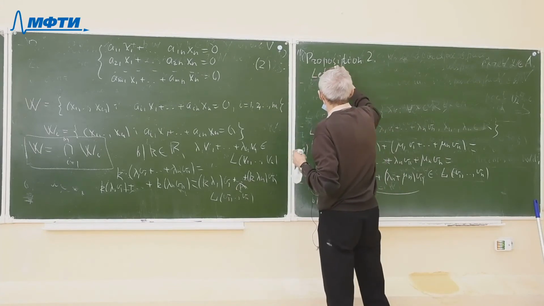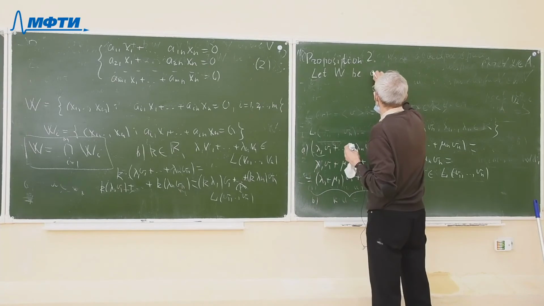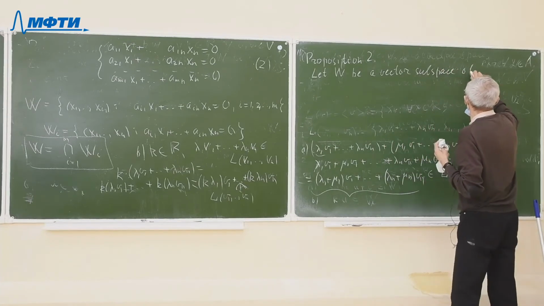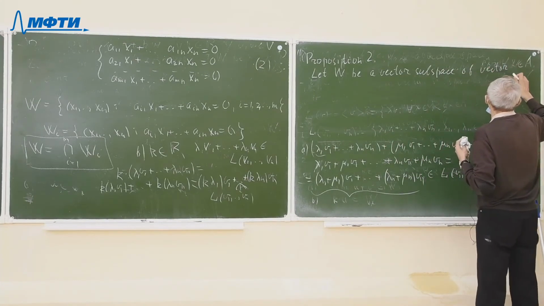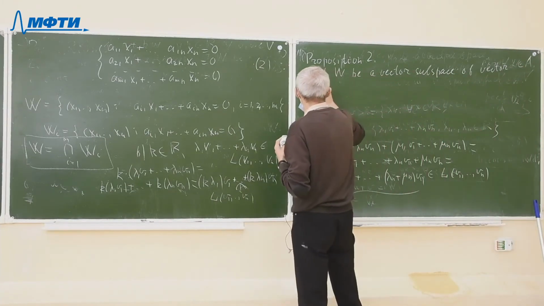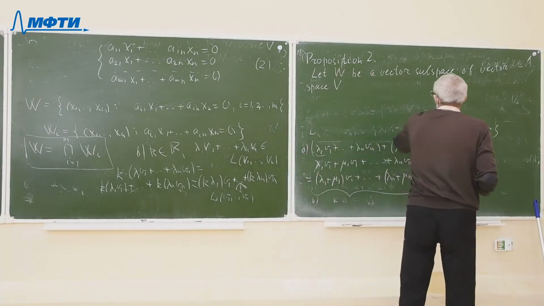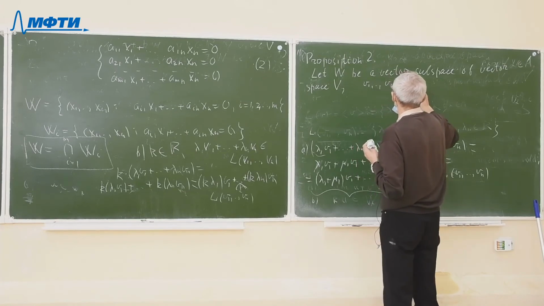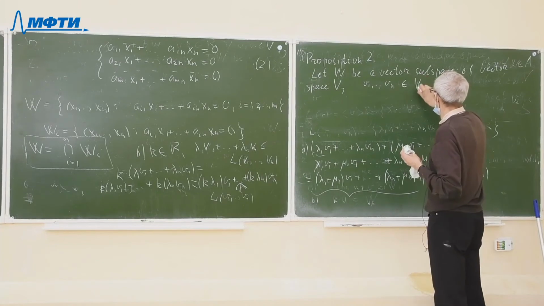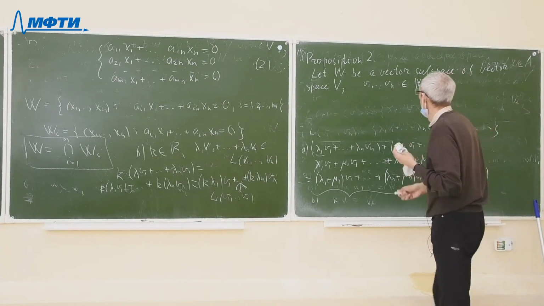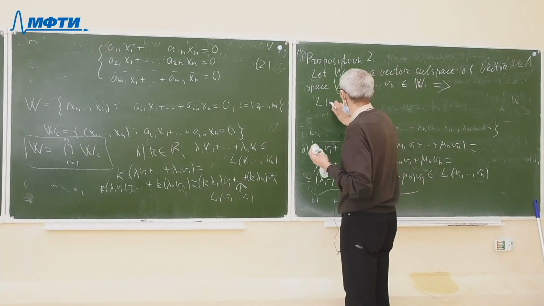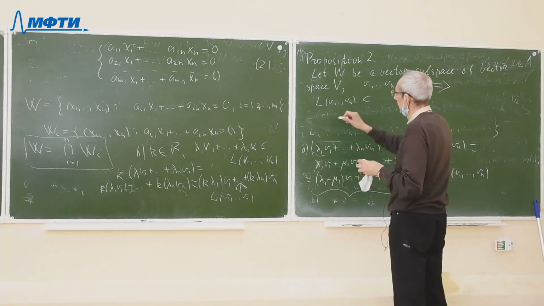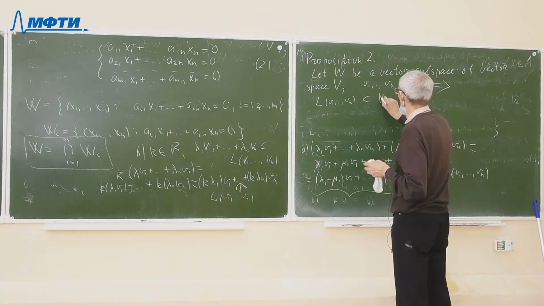Let W be a vector subspace of vector space V, and v1, ..., vn also belong to W. Then the linear span of these vectors belongs to W.